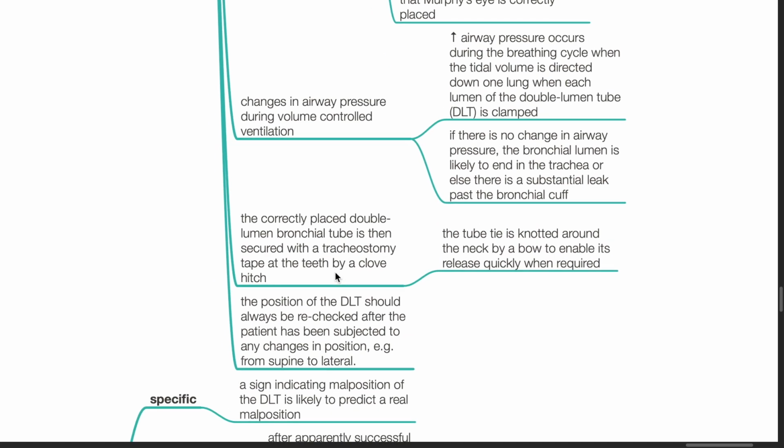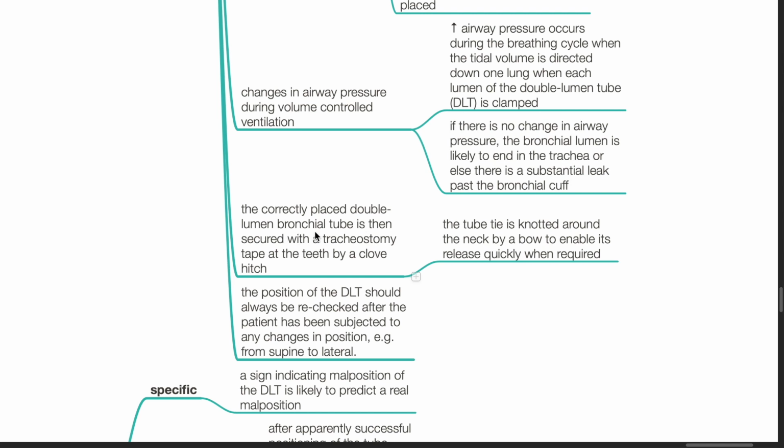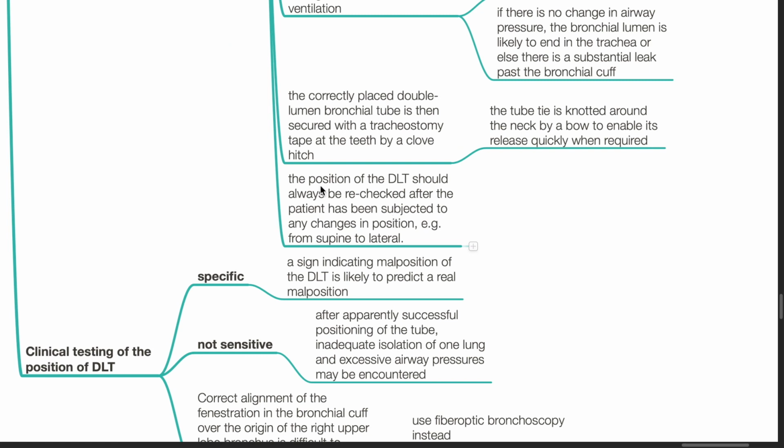The correctly placed double lumen bronchial tube is then secured with a tracheostomy tape at the teeth by a clove hitch. The tube tie is knotted around the neck by a bow to enable its release quickly when required. The position of the DLT should always be rechecked after the patient has been subjected to any changes in position, such as from supine to lateral.